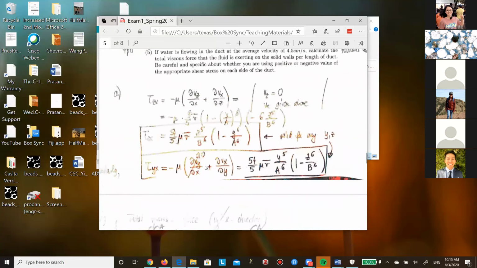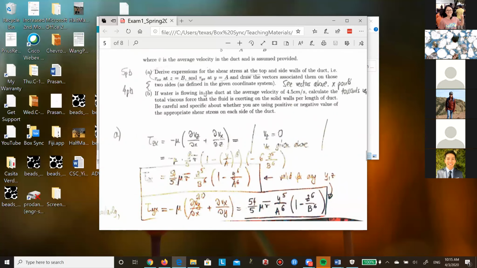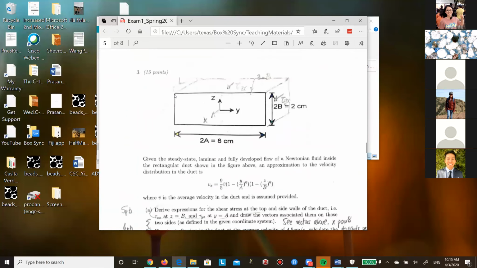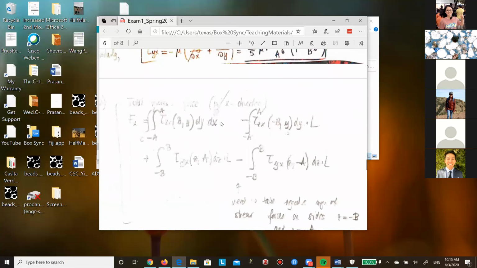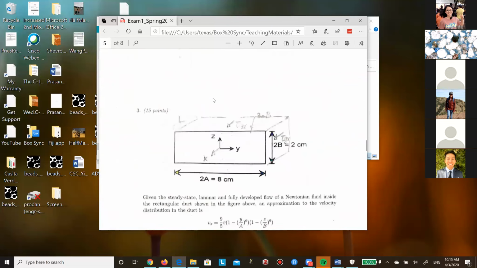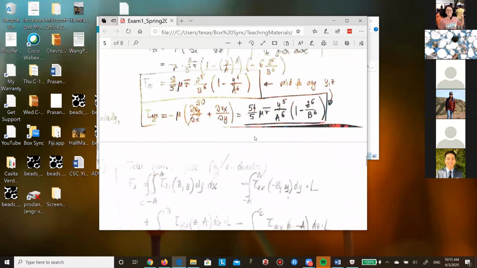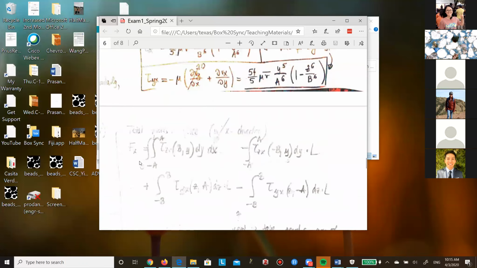Now, after that, I asked for the total viscous force. So for that, I have to integrate. And since my shear stress is actually changing on this side, we need to integrate per length. So you can assume that there is a length here in the x direction. You can integrate over some length, or just multiply by a length, but integrate in this y direction. So if I integrate, I get this Fx force.